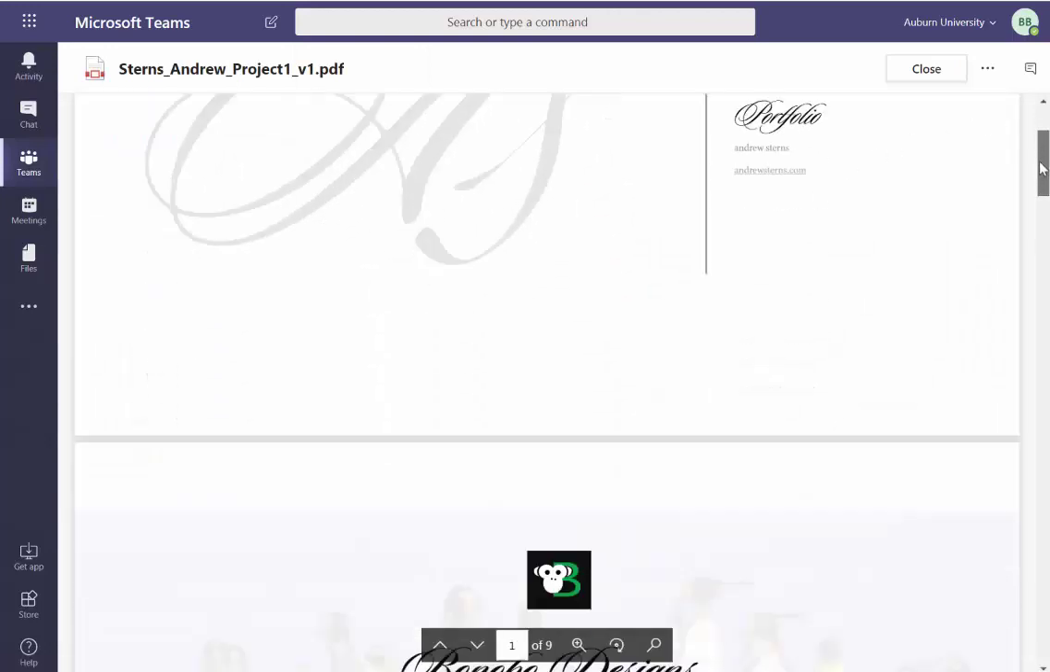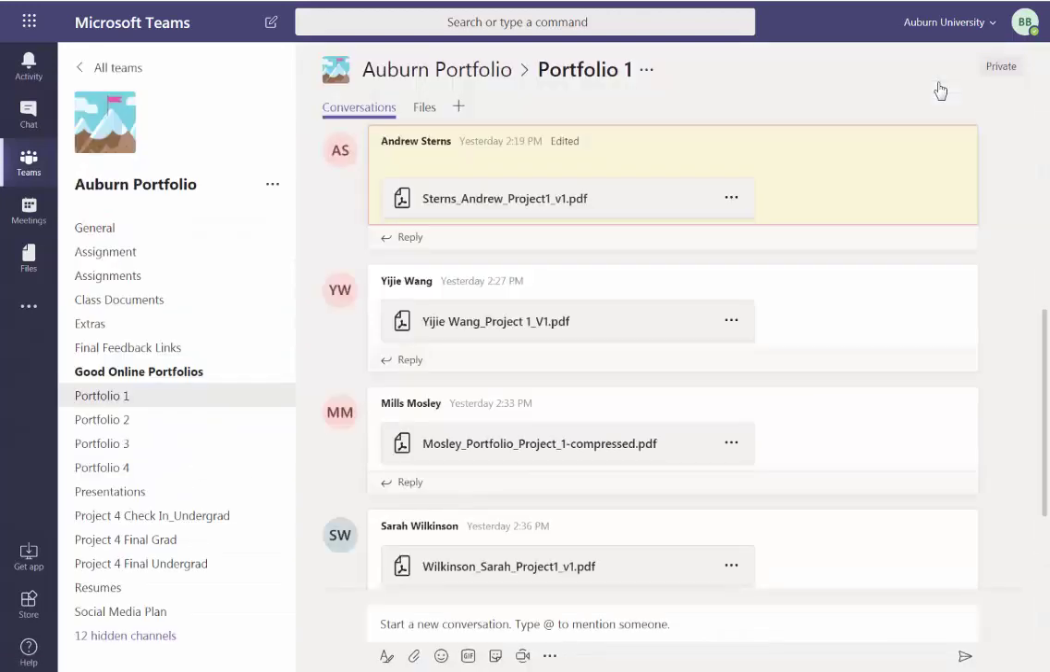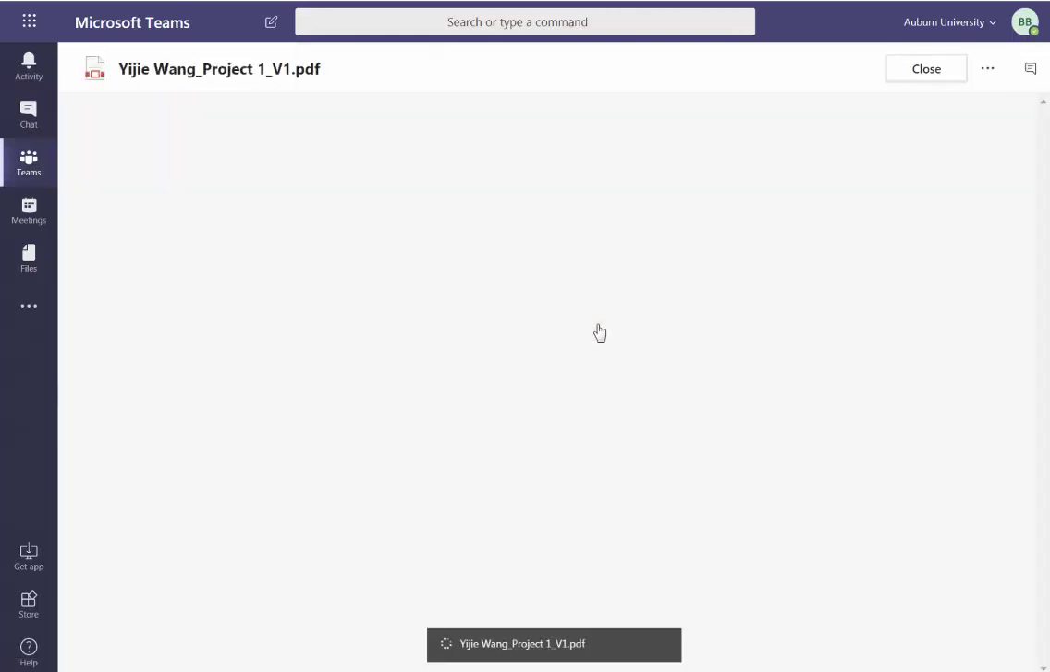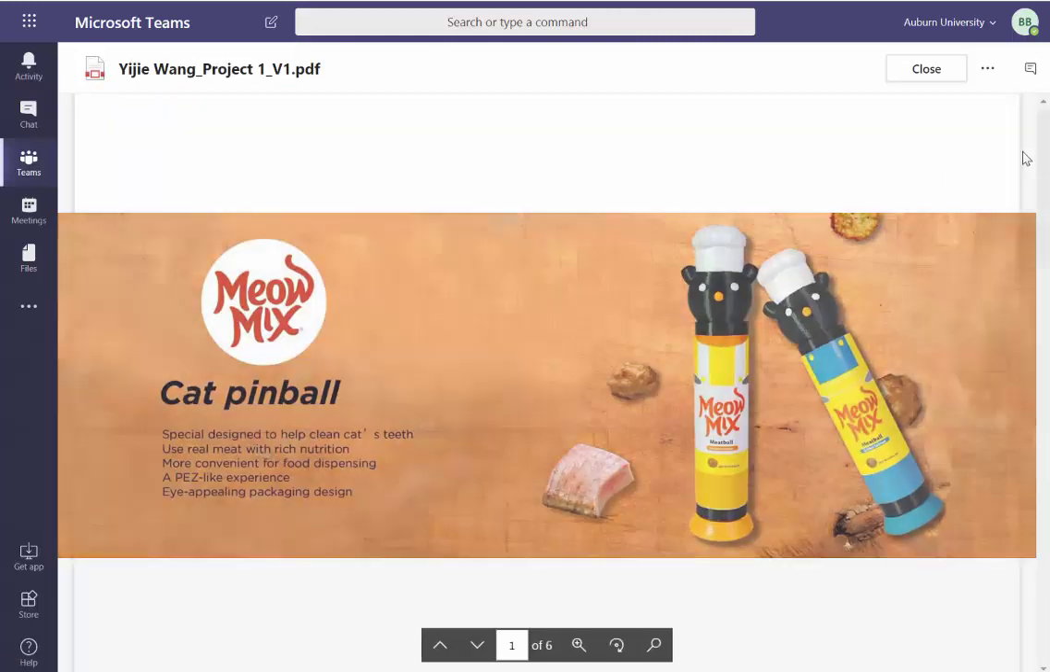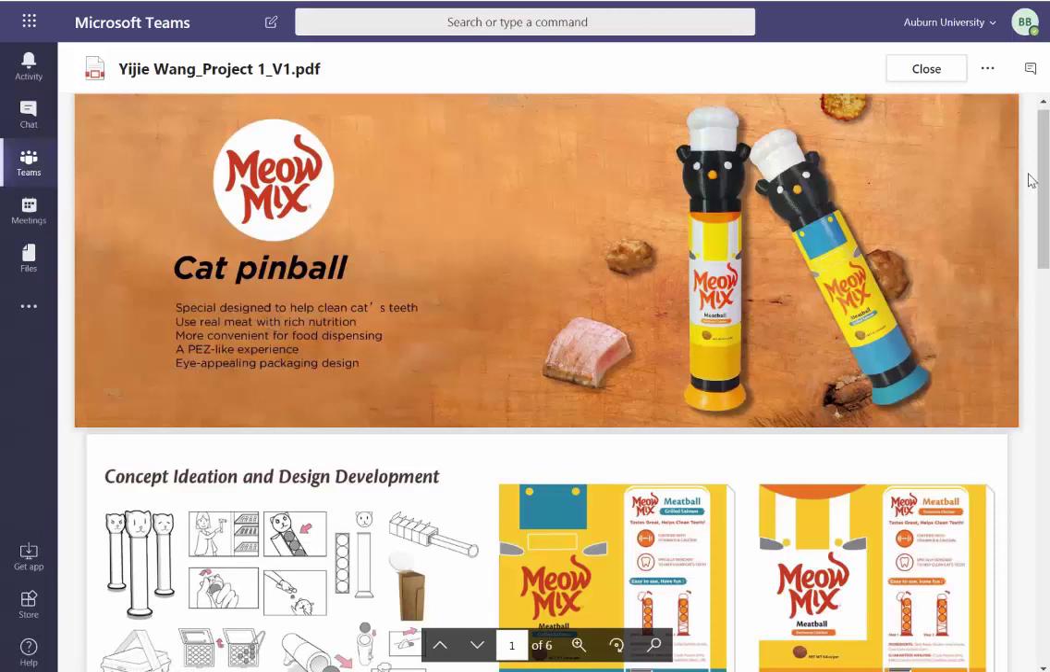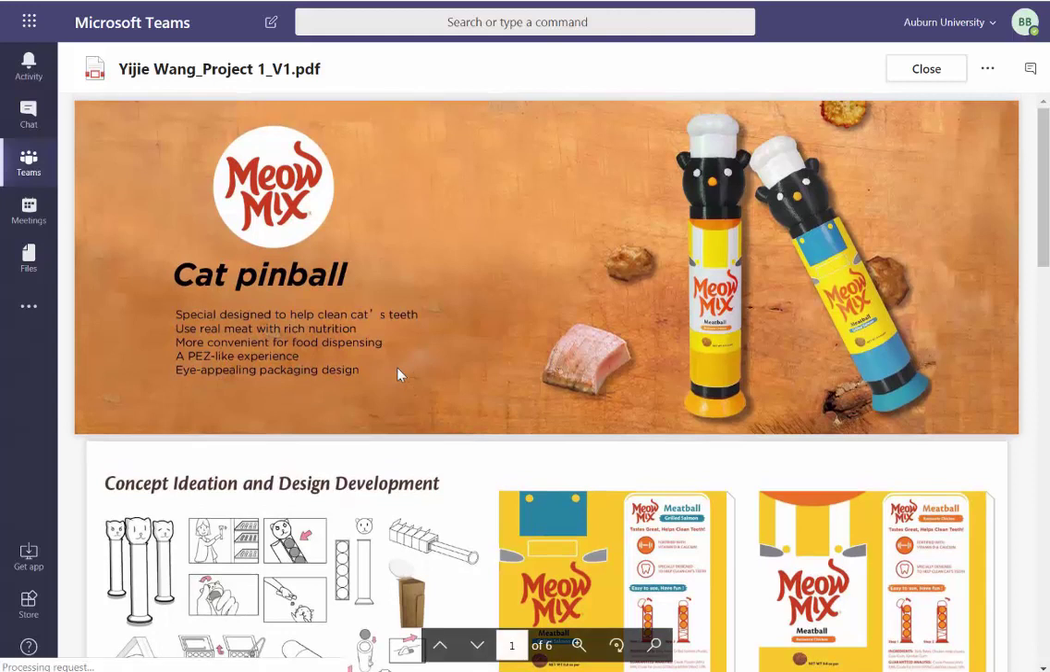All right, Stern's cool. We talked about this in class, so I'm not going to go back to it. Cat pinball. Can we get down to 2 sentences maybe? Let's leave out the Pez-like experience and the eye-appealing package design. You can tell me why that's good later. I would just say it's a project re-envisioning the way we feed our furry children.